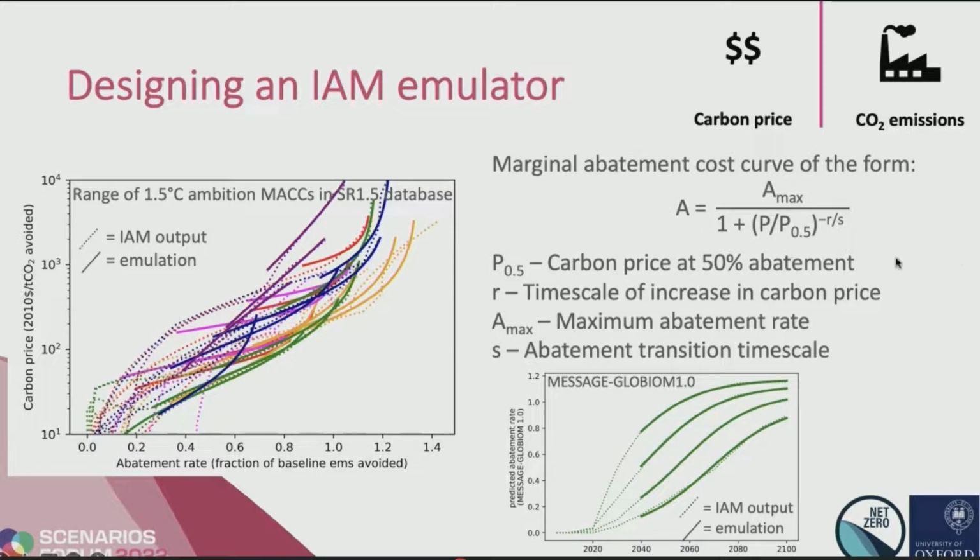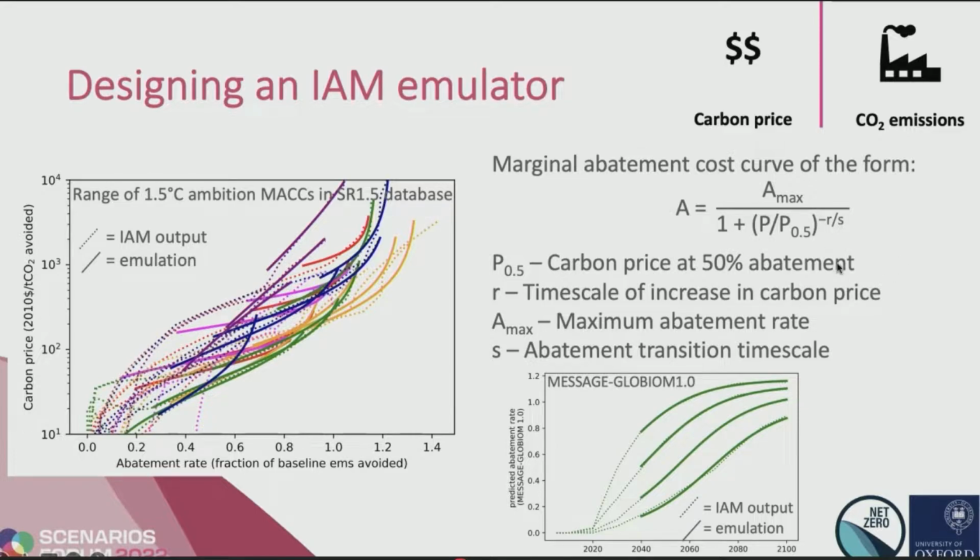And it has this functional form, a sigmoid type shape, driven by a carbon price P, and then these few parameters. So you have some time scale of increase in the carbon price, parameter R, some time scale of transition from low levels of abatement to high levels of abatement in S, some maximum theoretical level of abatement, which for the emissions output is somewhere just above 1, 1.2 perhaps for a lot of these scenarios, building in a quantity of negative emissions, which is assumed in a lot of the high ambition integrated assessment model scenarios.